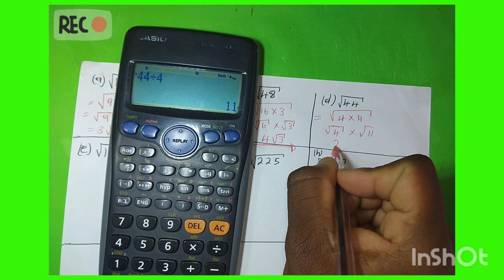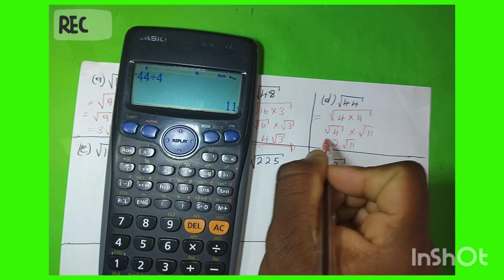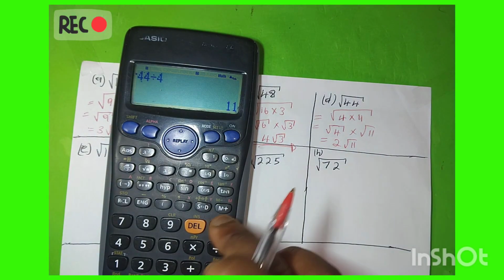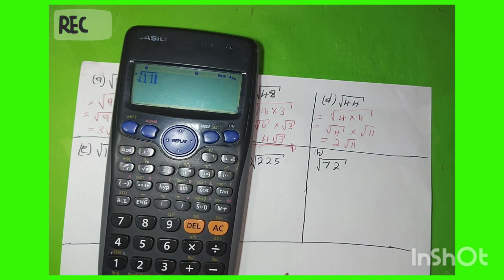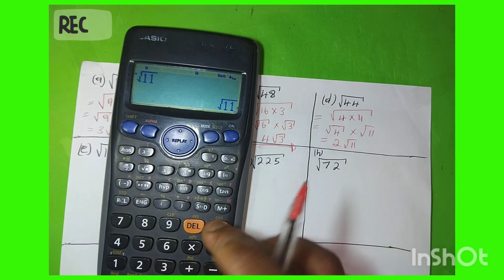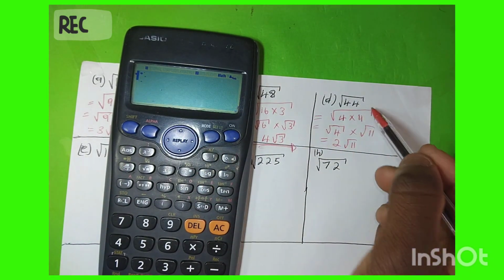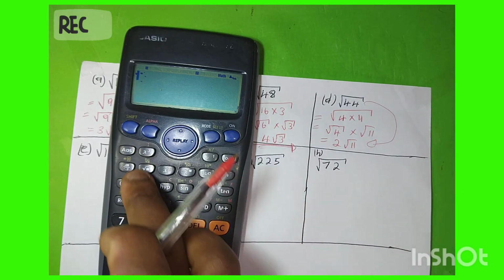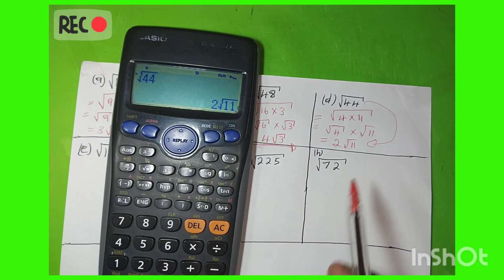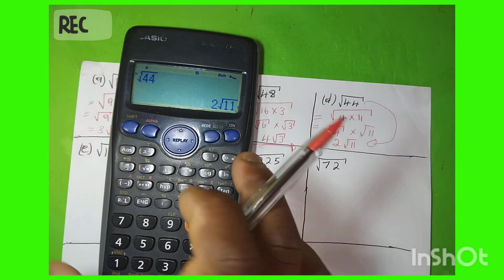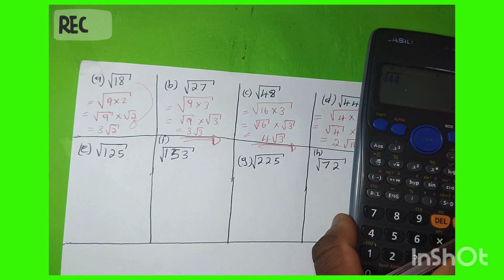Whereby they will give me 2 and 11 there. Because there I can't take the square root of 11, so I'll put it the way it is, 11, but the square root of 4 is 2. Meaning now, when I want to check that answer, is it correct? I'll say 44, that is the answer that I got there. So be careful about those kind of questions, guys.